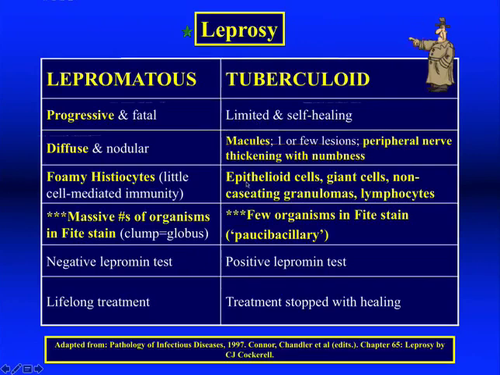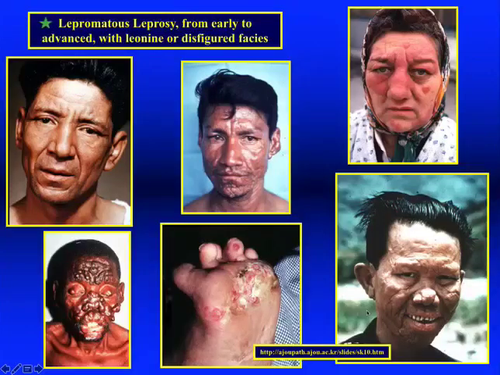And pathologically, we see everything: epithelioid cells, giant cells, non-caseating granulomas, and a plethora of lymphocytes, helping out those epithelioid cells. For that reason, very few organisms are seen in the Fite stain. They're digested away, and that's what we call one of those paucibacillary smears. The lepromine test tends to be positive, and in these people the treatment can be stopped with healing.